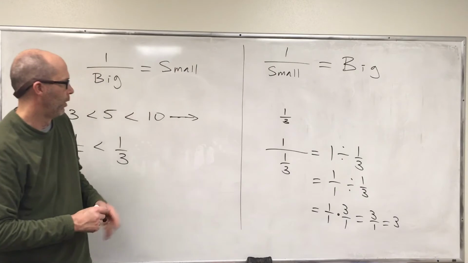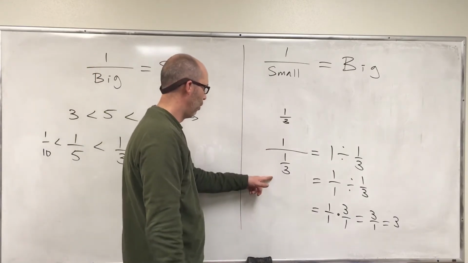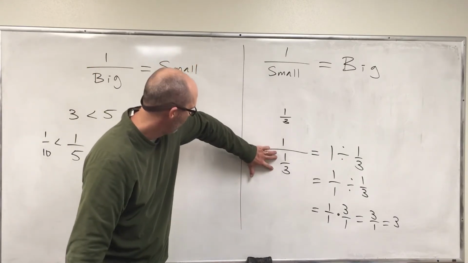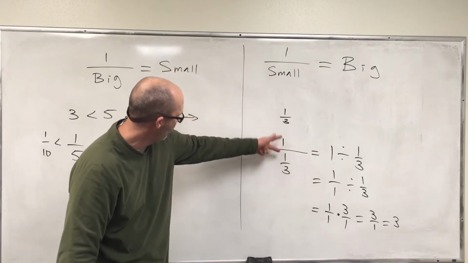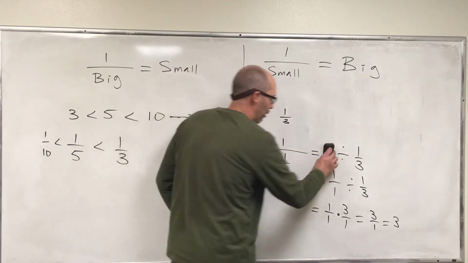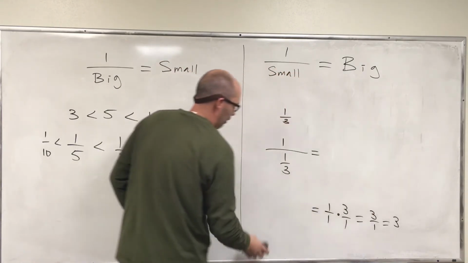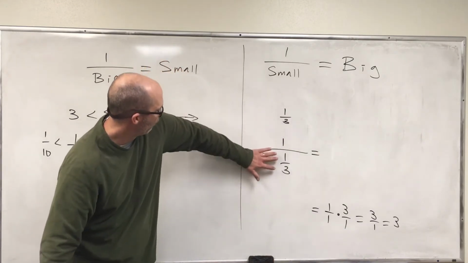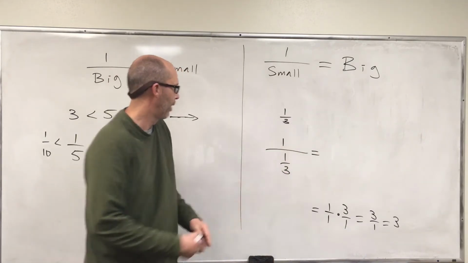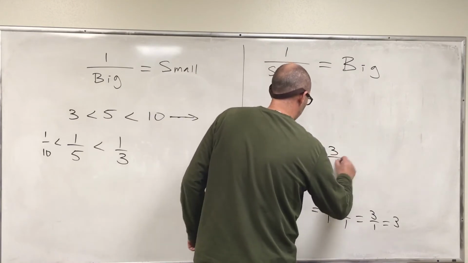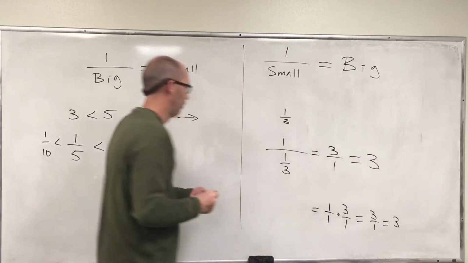All right, so 1 over 1/3, basically you can just flip this thing up. This is what I call the flip up rule. 1 over 1/3 flips up to 3 over 1, which is 3.